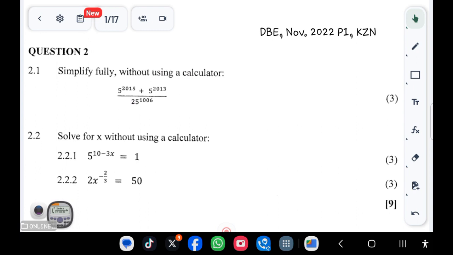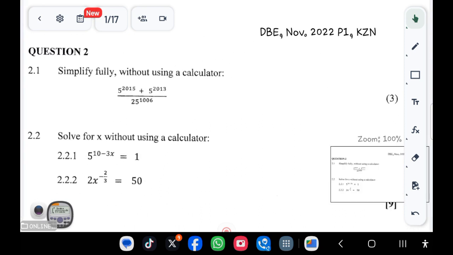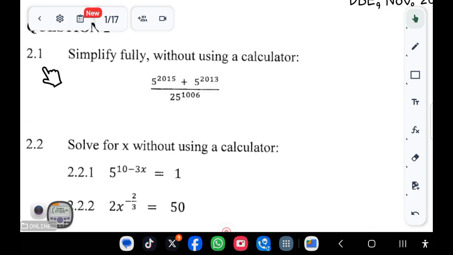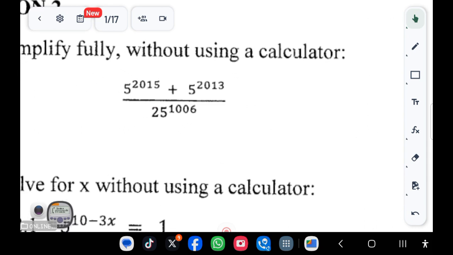And in this video, we're going to focus on part 4 of a 4-part video series on Mathematics Grade 11, Exponents and Surds. This question comes from the November 2022 Paper 1, KwaZulu-Natal region, which is also published by the Department of Basic Education. Now, question 2.1 says simplify fully without using a calculator. And this is what you have.